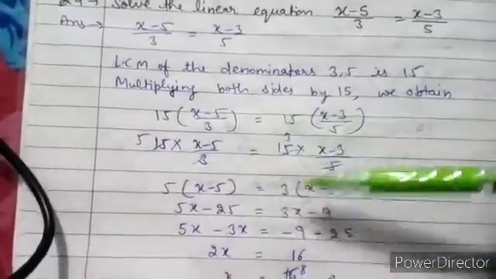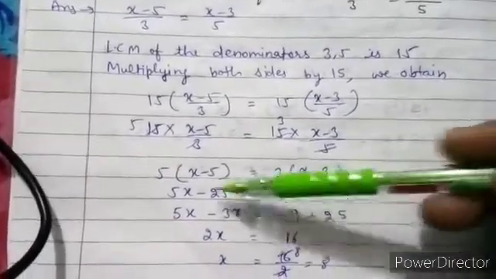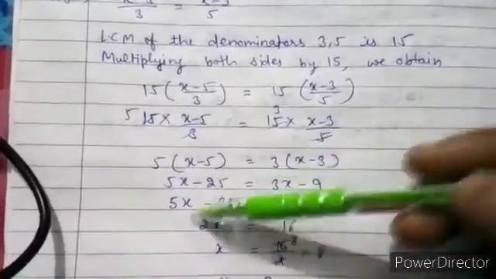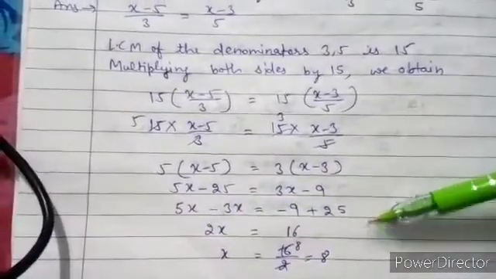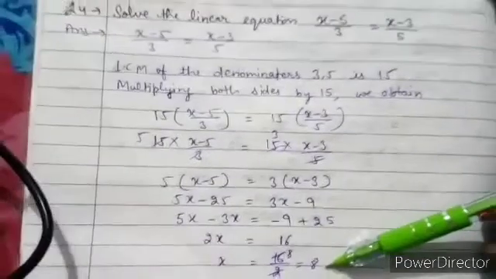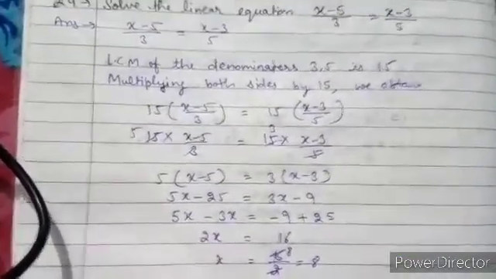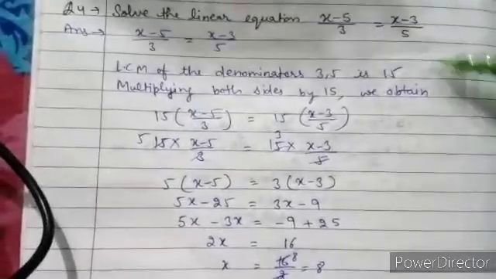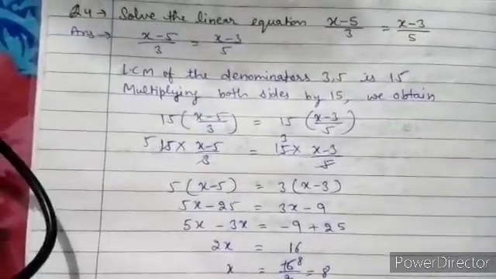we will get the equation 5(x minus 5) equal to 3(x minus 3). After that, x terms will be on the left hand side and terms without x will be on the right hand side. So the x value will be 8. So this is question number 4. Question number 4 can be solved with two methods. This is the first method. Now let's see the second method.